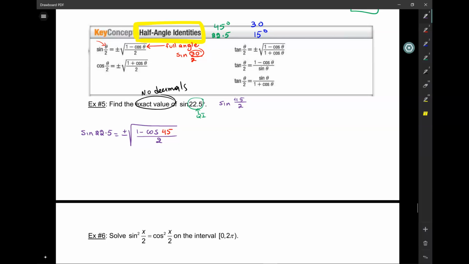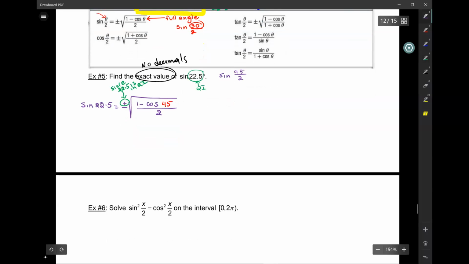Now, you see how there is plus or minus here? Okay. Where did we say our angle lies? In quadrant 1. In there, sine is positive. So I take the positive. Since 22.5 is in quadrant 1, okay, so now I'm pretty much done. So now I do positive the square root of, okay, 1 minus, what's cosine of 45? 1 over root 2, over 2.